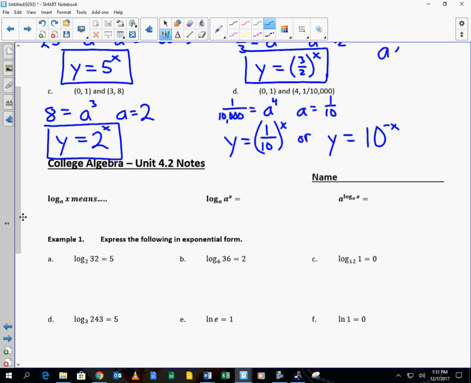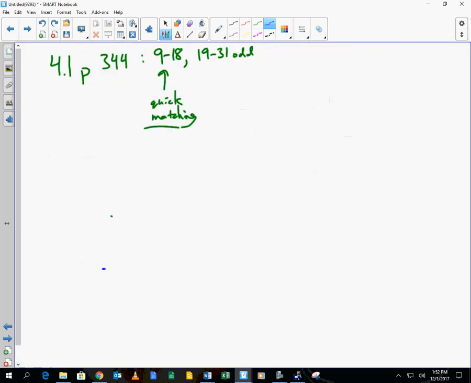Okay. These answers are as follows. I'm guessing most of you got y is equal to 2 to the x, right? But this part, y equals 1/10 to the x. Notice you could rewrite it as y equals 10 to the negative x. Either is fine. You could write it with a negative exponent or a positive. It doesn't matter. I just want you to understand those are the same. Both are accepted. We good? Assignment. Go.